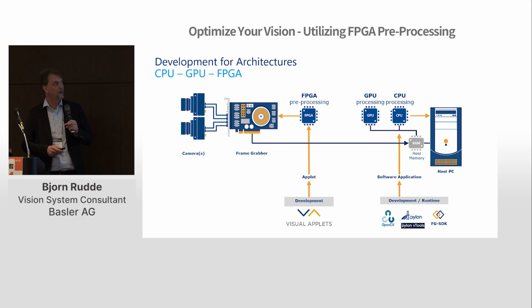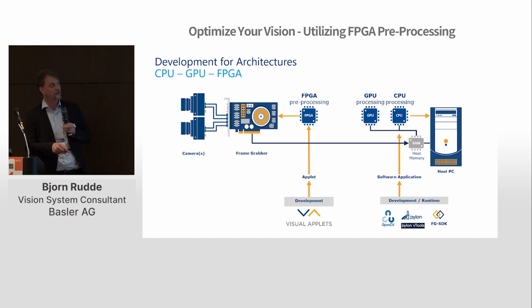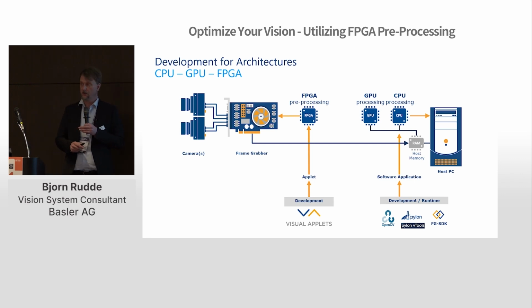So when it's now about the development for these architectures, I already explained this, that Visual Applets is a development tool to develop something that is running in the FPGA of the frame grabber. For the GPU and the CPU, you have different software approaches that work on these images, and the interfacing is always related to the host memory. So the frame grabber can forward its results into the host memory of the PC so that the PC can directly take over doing some CPU or GPU processing based on the known libraries or also on Pylon vTools, for example.